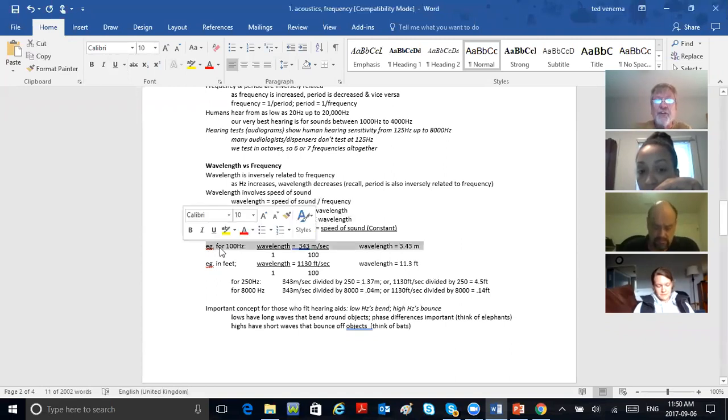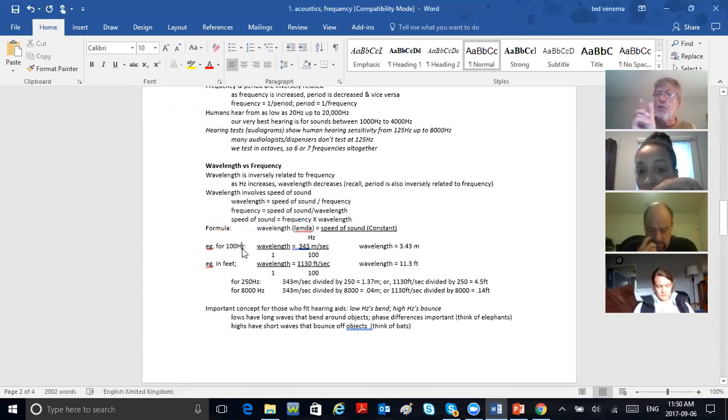For 100 hertz, I want to find out how long the wavelength is. How long is one condensation and one rarefaction of air molecules for a sound that takes 100 cycles per second? Wavelength is equal to speed of sound divided by frequency, just what I'm showing right here. So wavelength is equal to 343 divided by 100, and when you do that, you get 3.43 meters.